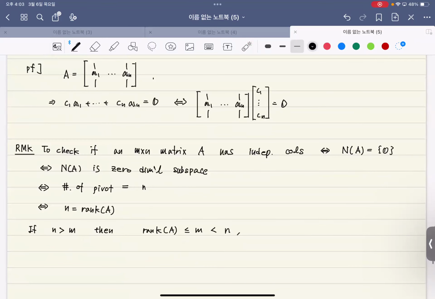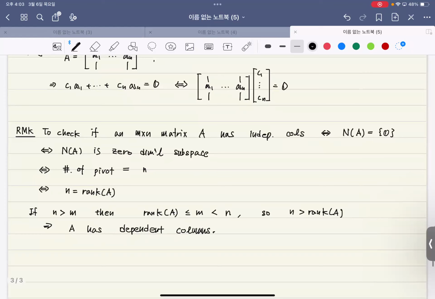So this implies A has dependent columns. Okay. All right. Okay. Good.